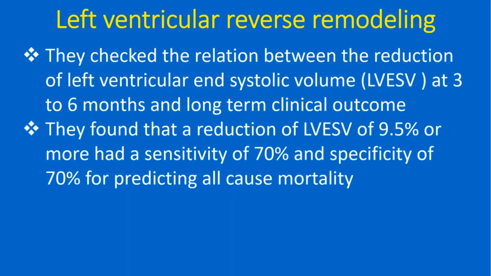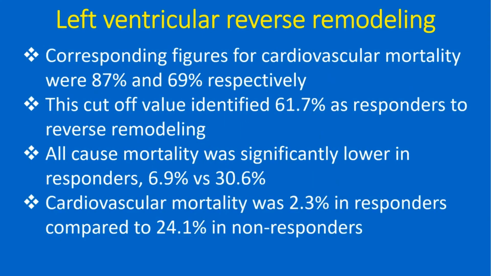They checked the relation between the reduction of left ventricular end systolic volume at 3 to 6 months and long-term clinical outcome. They found that a reduction of left ventricular end systolic volume of 9.5% or more had a sensitivity of 70% and specificity of 70% for predicting all-cause mortality. Corresponding figures for cardiovascular mortality were 87% and 69% respectively. This cutoff value identified 61.7% as responders to reverse remodeling.